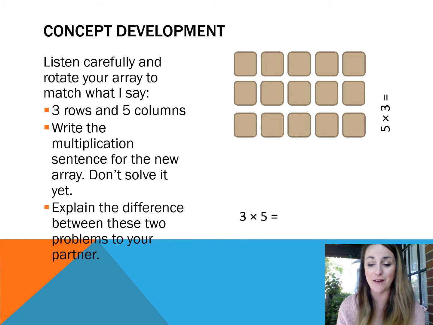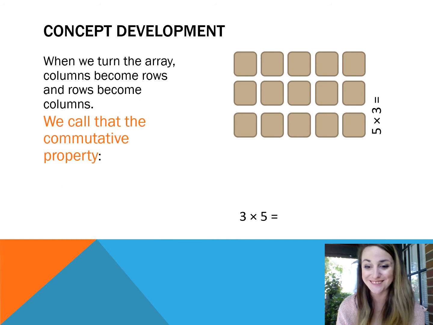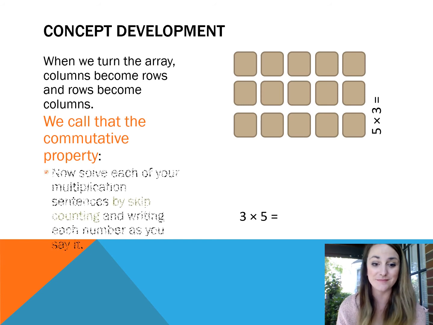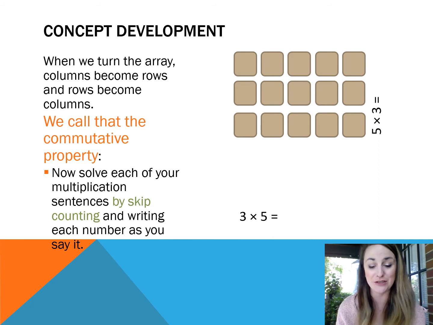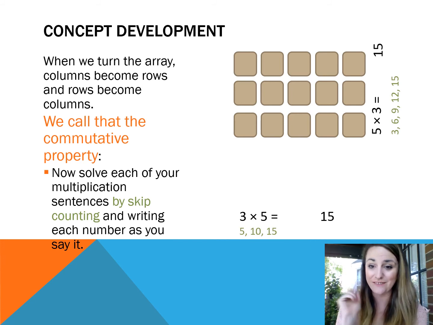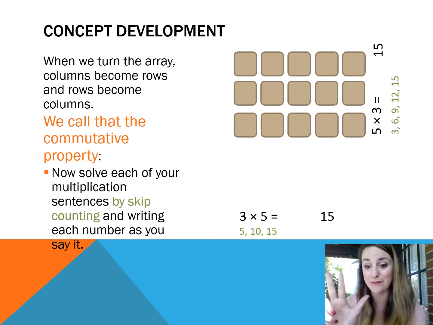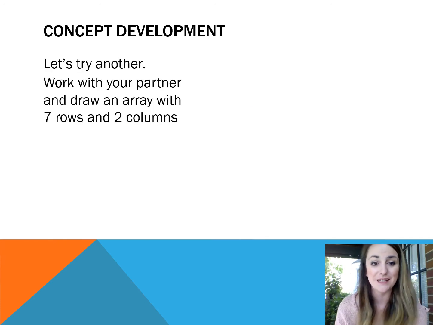Explain the difference between 5 times 3 and 3 times 5. When we turn the array, columns become rows, and rows become columns. We call that the commutative property. Now let's solve each of our multiplication sentences by skip counting and writing each number as you say it. Let's start with 3 times 5. 5, 10, 15. 3 groups of 5. Let's do 5 times 3. 3, 6, 9, 12, 15. 5 groups of 3.